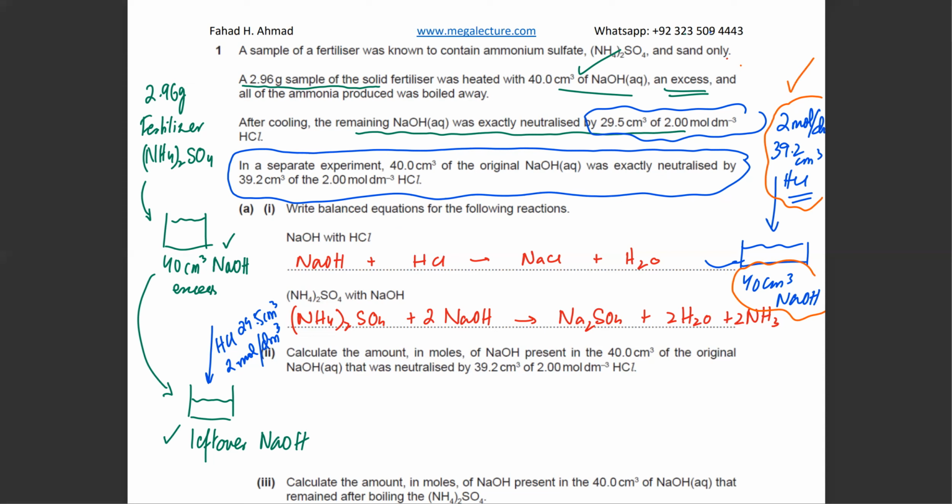So how many moles is this? This one. It's 2 mole per dm³. How do you find moles? Moles is concentration times volume. The concentration is given, it's 2 mole per dm³, and the volume is 39.2 cm³, which is going to be divided by 1,000. So how many moles do you get for this?